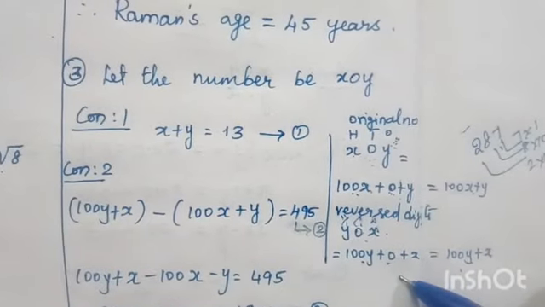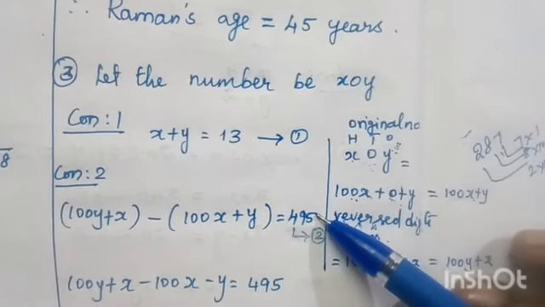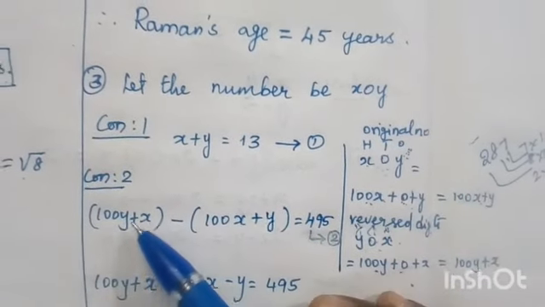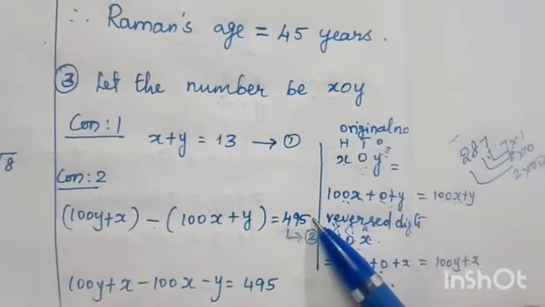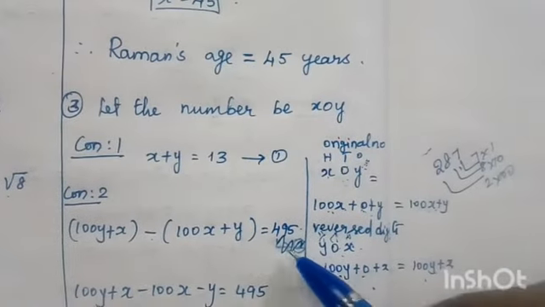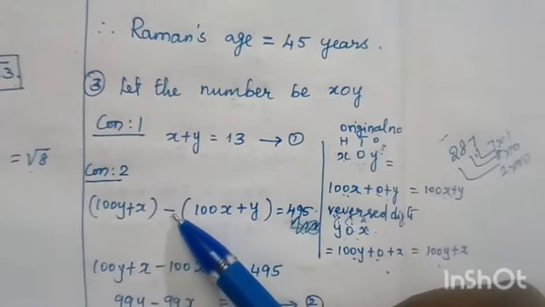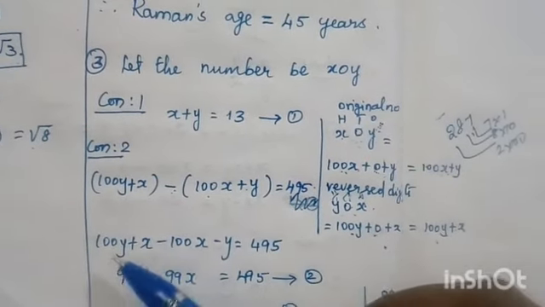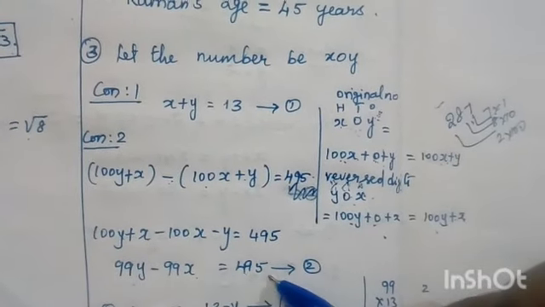Now we enter condition number 2. The difference between the original number and the reversed number equals 495. The reversed number we found is 100y plus x. So 100y plus x minus the original number, 100x plus y, equals 495. This is not yet an equation; after simplifying we give the equation name. Removing the bracket: 100y plus x minus 100x minus y equals 495. So 100y minus y is 99y, and x minus 100x is minus 99x.